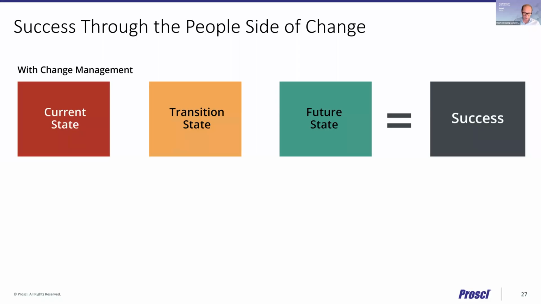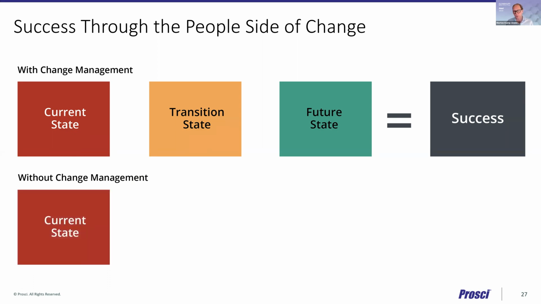So let me give you a little visualization. This is a very clean presentation. It's not necessarily realistic, but it's a clean presentation of stepping out of a current state through a transition state to arrive at a future state. And if we do that at a certain level of success, we'll get a certain level of success out of this change. However, if we don't tend to those individuals that collectively are resulting in the outcome that we're trying to achieve, what can happen then?